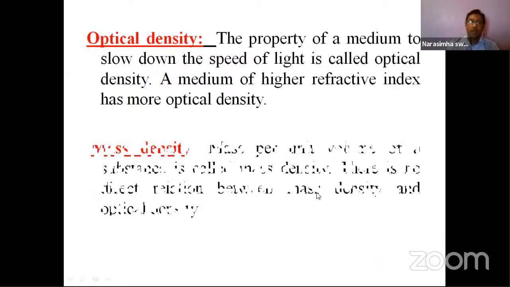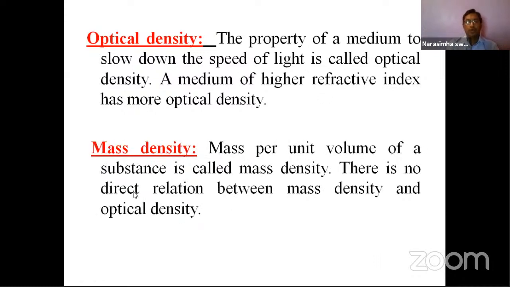Now, as you know, mass density is something you have been learning for a long time. So what is mass density? Mass per unit volume of the substance is called mass density. And there is no direct relation between mass density and optical density. Both are quite situationally different.